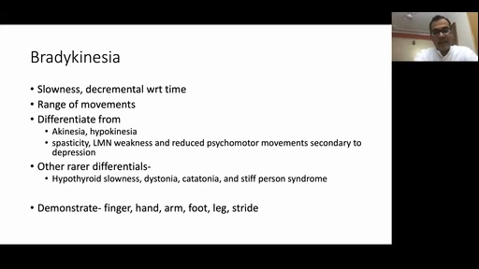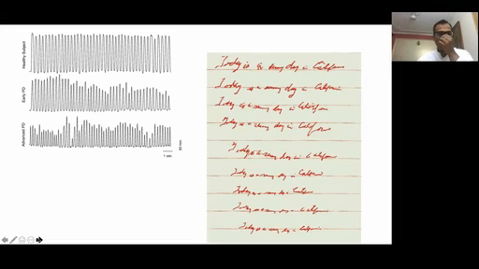Similarly, for arm bradykinesia, you can notice when a person is walking, what is the range of movement of the arm. For foot bradykinesia, we tap the foot, we tap the entire leg, as well as see the patient walk and see the stride length. So this is how it looks.